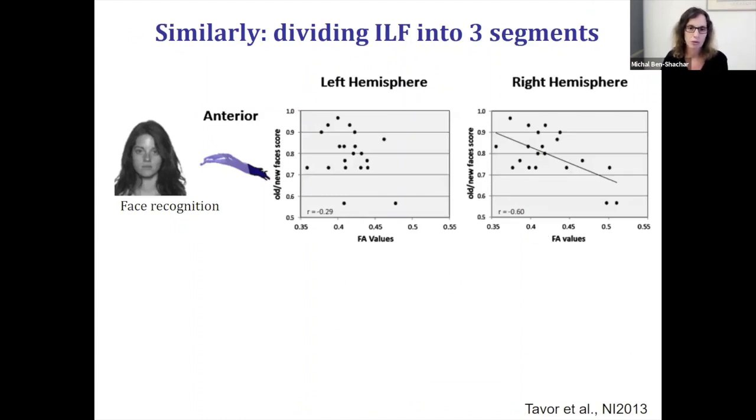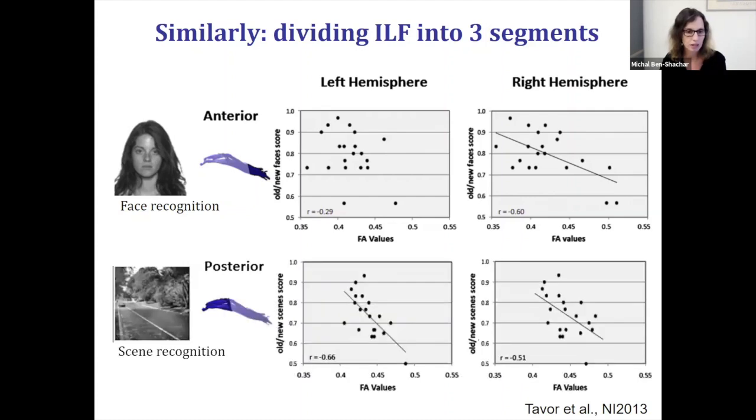And this is not unique to our own research. Other groups have also used similar methods for dividing the tract into shorter segments and analyzing correlations with cognitive measures in each segment. For example, in this study by Ido Tavor and colleagues, they found a significant association with face recognition in the anterior right inferior longitudinal fasciculus, while scene recognition was associated with a posterior segment of the ILF bilaterally.